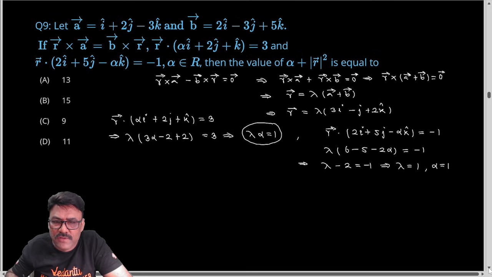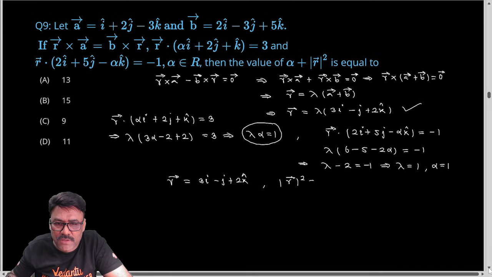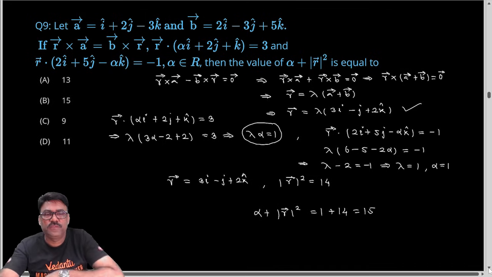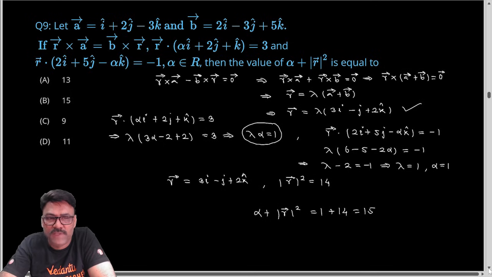And when lambda is 1, the vector r is what? Vector r is 3i minus j plus 2k from here. So what will be mod r square? Mod r square will be 9 plus 1 plus 4, so 14. So ultimately they are asking alpha plus mod r square. Alpha is 1. Mod r square is 14. So it becomes 15, which is the second option. B option is correct here. Right?